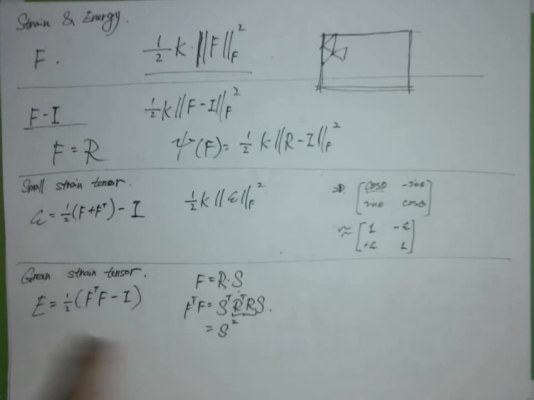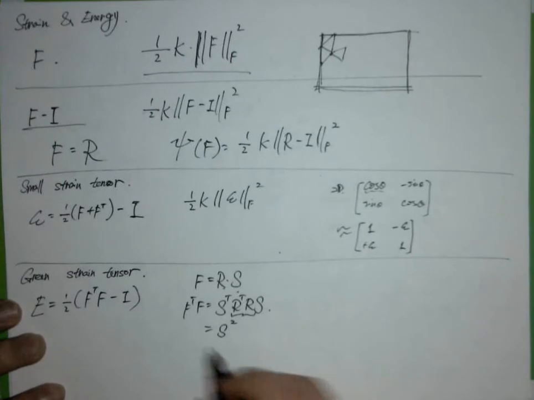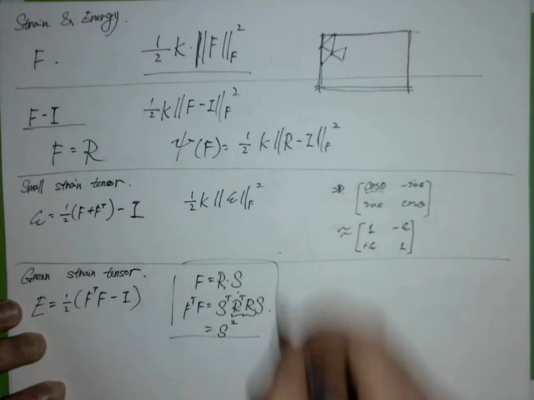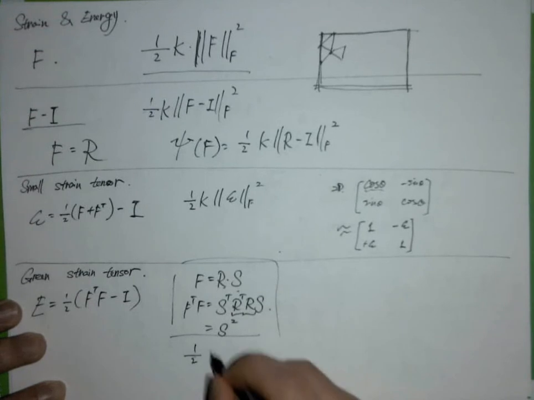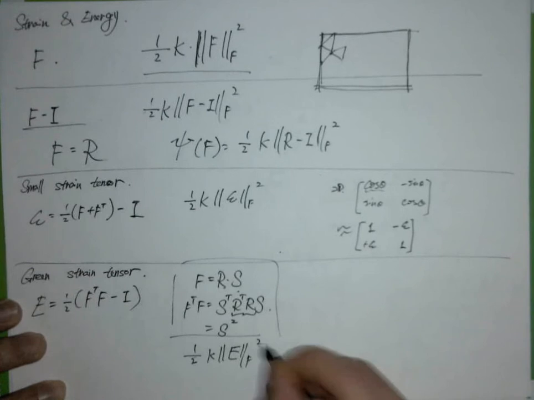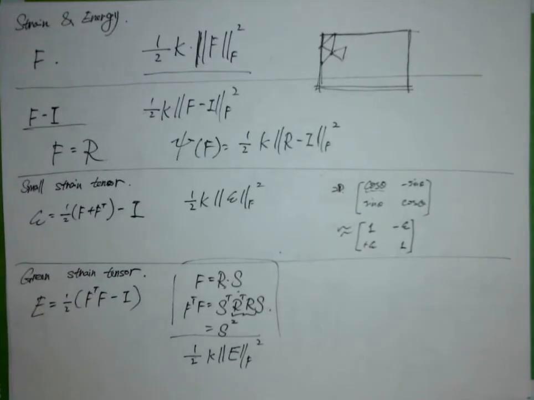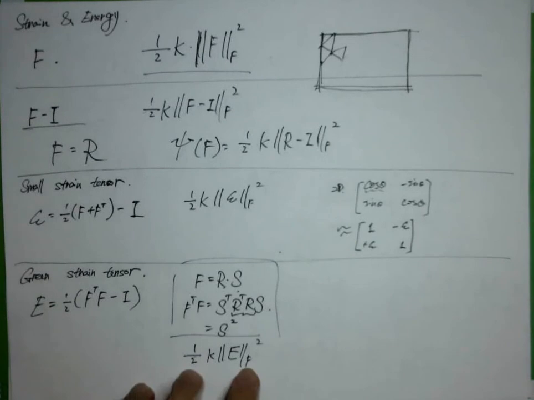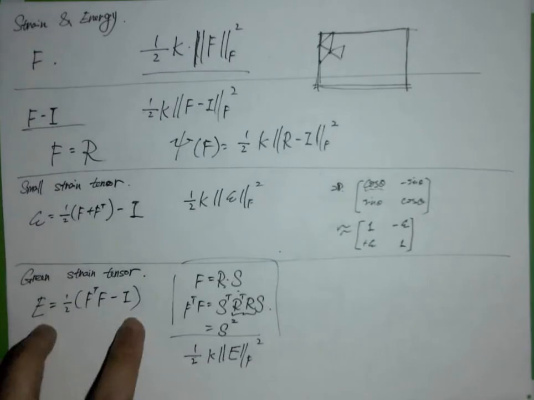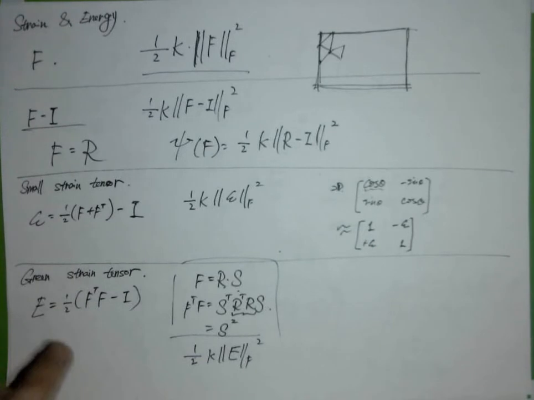And we can also represent the energy as something like 1/2 of k multiplied by the Green strain tensor Frobenius norm squared. So given an arbitrary rotation, it has no effect on this energy, because the strain tensor cleverly just avoids the rotation by using this F transpose F.